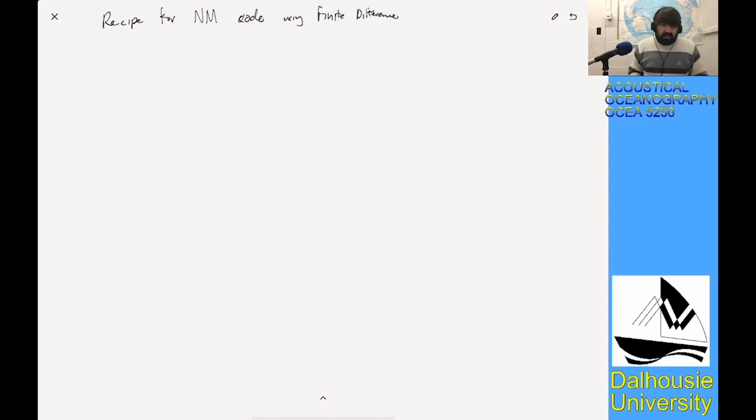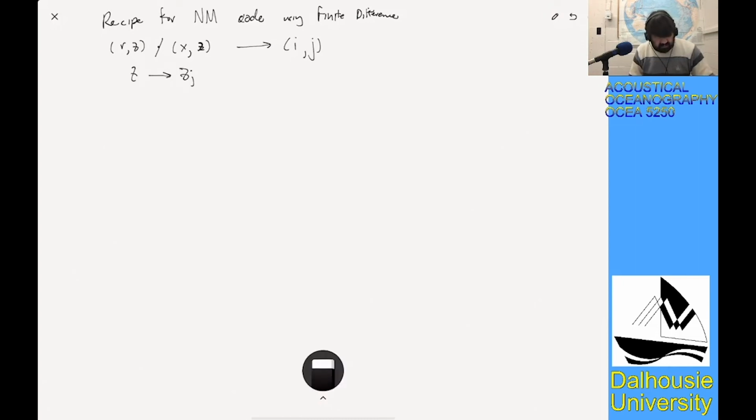Well, first thing we want to do is make our environment. So we can have our range and depth. Alternatively, we could have range and depth in the non-polar, non-azimuthal symmetric coordinate system. We change those into our indices that we're going to sum over, i and j, if you will. So now our continuous variables are all going to become discrete variables. Z, Zj. We're going to discretize our sound speed profile.